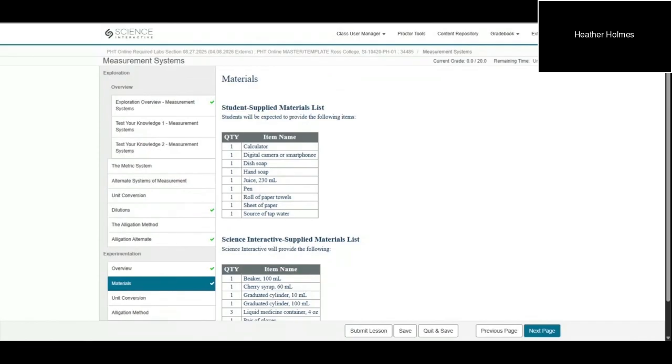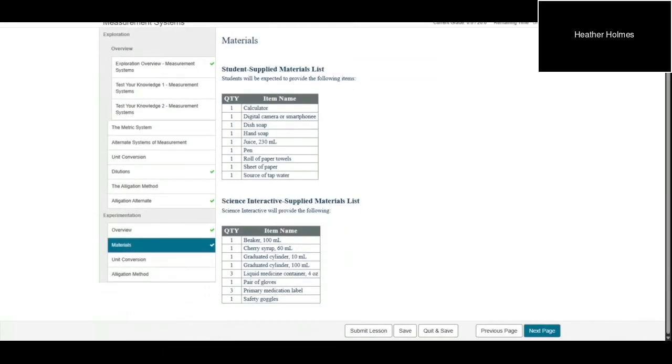And then the list from the supplied materials that you will provide is a calculator, your phone, some dish soap, hand soap, and juice. It doesn't matter what kind of juice, as long as it has a tint color to it. And then just pen, paper, water, and paper towels for cleanup and stuff.